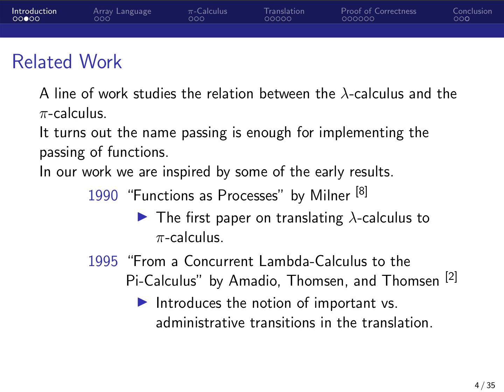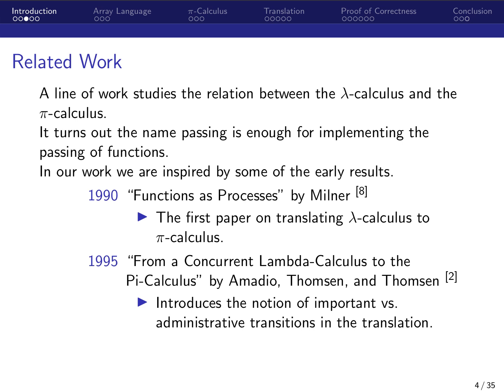That's the original paper from 1990 called Functions as Processes by Robin Milner, in which he shows how you can translate an untyped lambda calculus into the Pi calculus. And you can express call by name and call by value reduction strategies. Five years later comes the paper From a Concurrent Lambda Calculus to the Pi Calculus, and it's in the context of the development of the Facile programming language, and it's a paper by Amadio and Thomsen. And in this paper, the authors introduce a notion of important versus administrative transitions, and this we're going to use in our work.